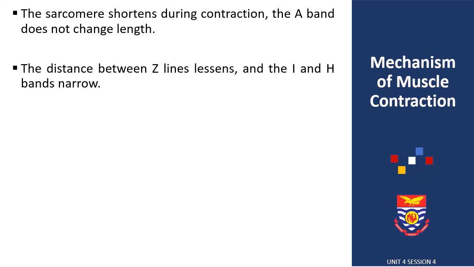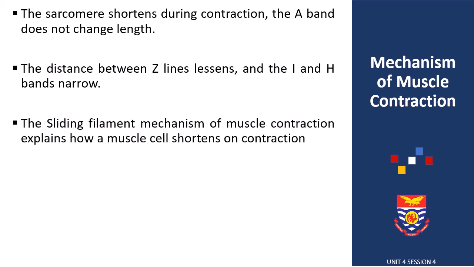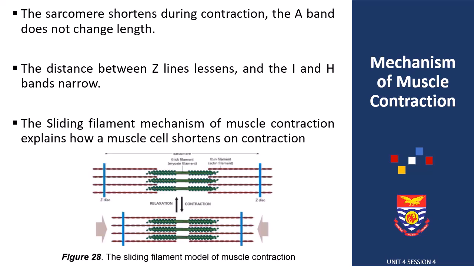The sliding filament mechanism of muscle contraction helps in explaining how a muscle cell shortens on contraction. Looking at figure 28, in the sliding filament model of muscle contraction, the thin actin filaments attached to the Z line slide, or are pulled inward, along the thick myosin filament, and the sarcomere, measured from one Z line to the next, is shortened.